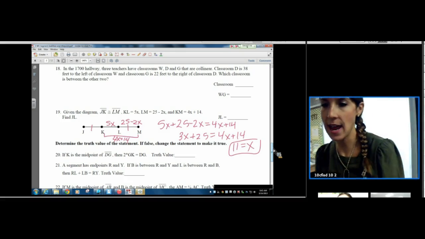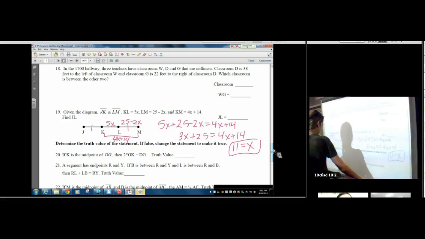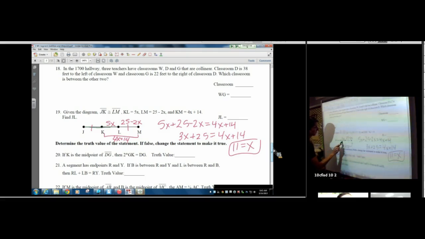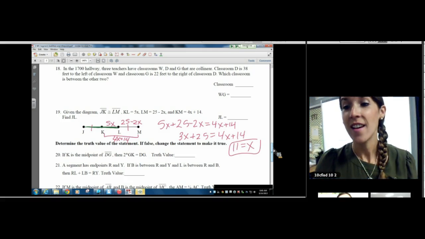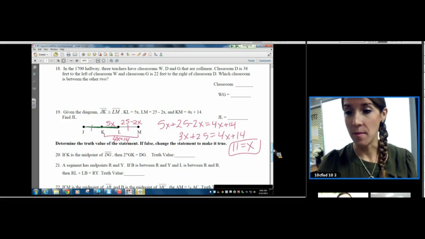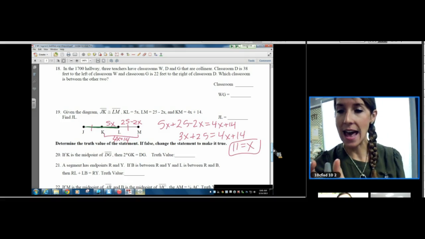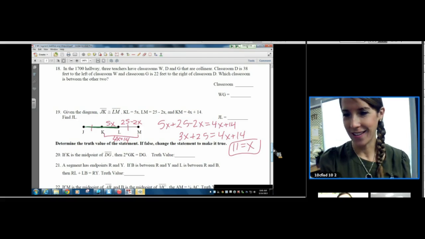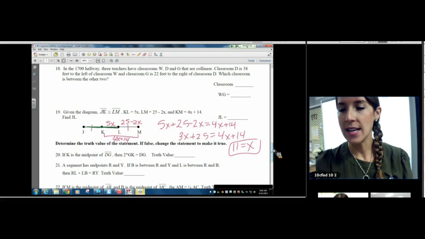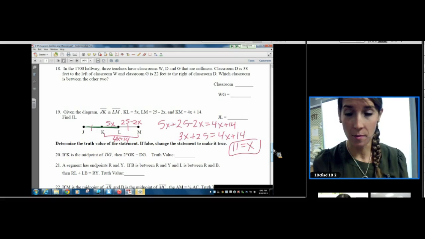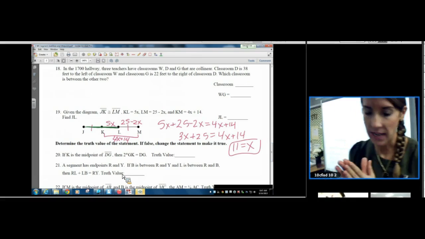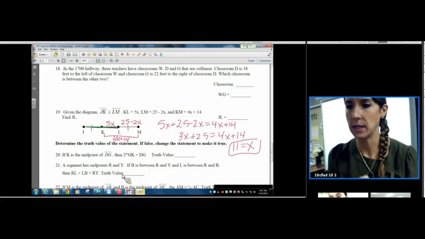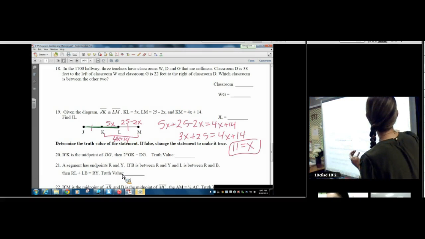Now I'm going to look for JL. What segment is JL congruent to? What other segment is the same length as the distance from J to L? The distance from K to M. Because see how they're overlapping in KL? And then the JK equals the LM? So they're the same. So if I take 11 and I plug it into KM, I'm really finding JL. Okay, so when we take that 11 and we plug it in, 4 times 11 plus 14, we get 58.